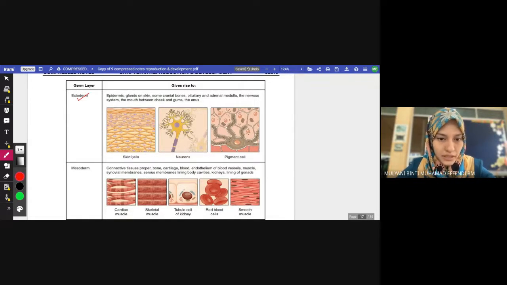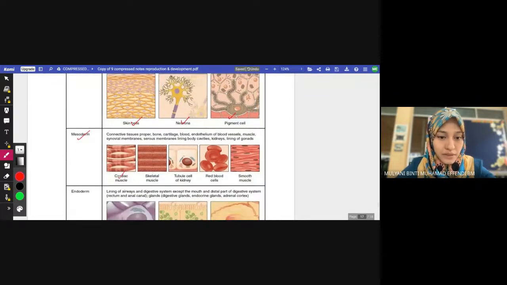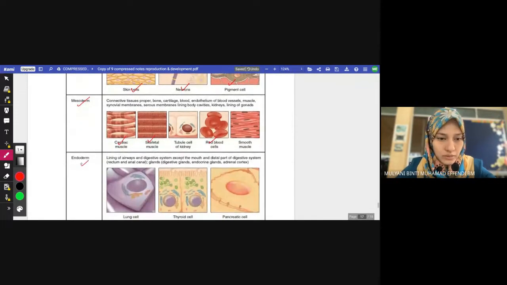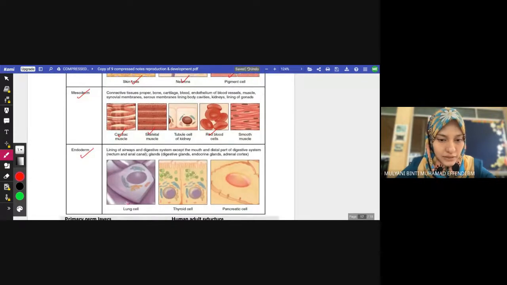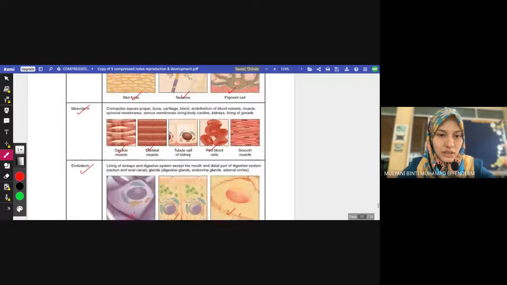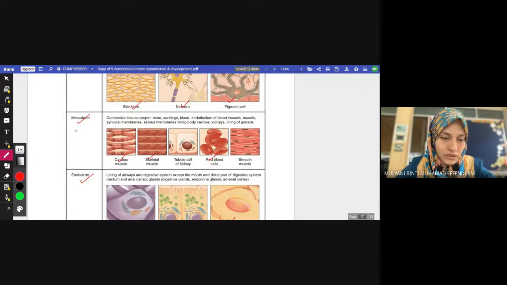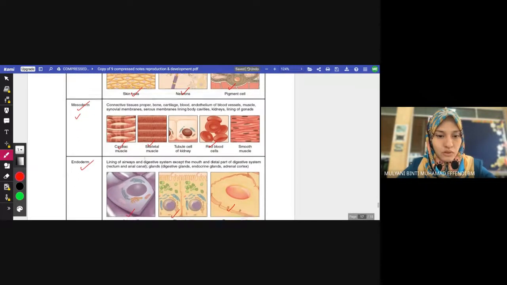Okay, ectoderm akan jadi skin cells, neurons, pigment cells. Mesoderm pula akan jadi cardiac muscle, skeletal muscle dan inilah red blood cells antara contohlah. Okay, so endoderm pula akan jadi lung cells, thyroid cells and pancreatic cells. So ini kamu kena hafal. Sebelum dia jadi baby, apa dia mesoderm? Okay, selepas dia develop into a baby ataupun embryo, akan jadi apa? So that one you have to remember.